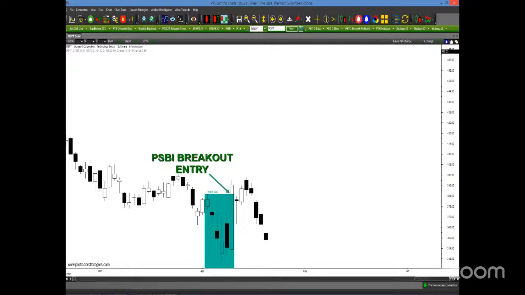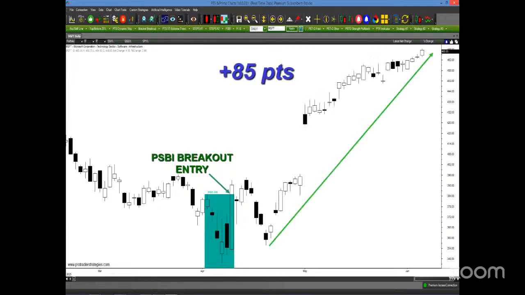And even though the first week would have had you with a loss, had you held on, you could have potentially captured 85 points. So sometimes it takes a little bit of time for it to generate and to actually kick in.